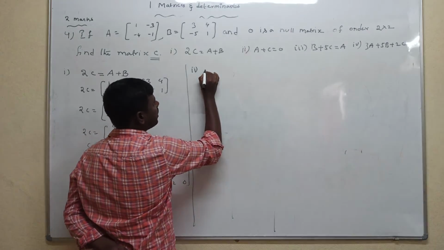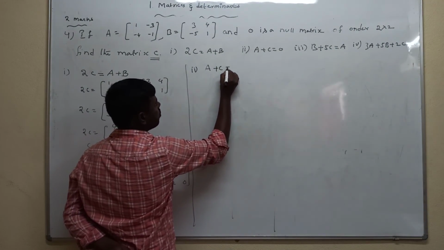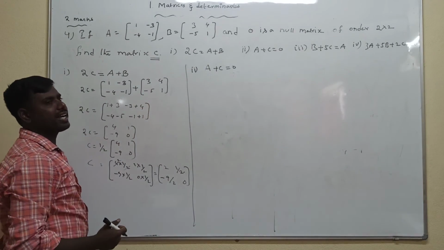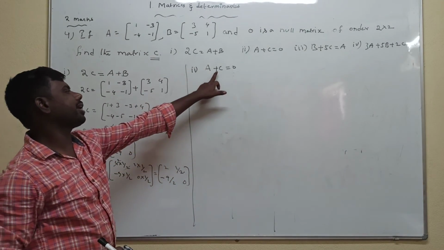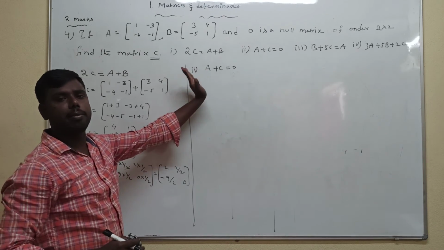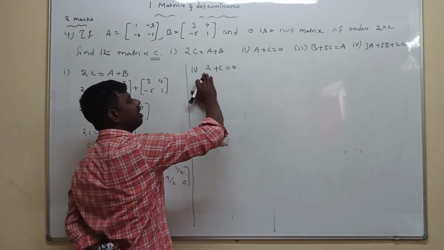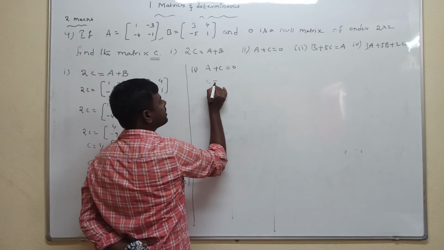Next, the second one. The given question is A plus C is equal to 0, but according to the question they are asking for matrix C. That's why I am keeping matrix C on the left hand side and taking the remaining matrix to the right hand side. Taking the plus A to the right hand side, we get minus A.